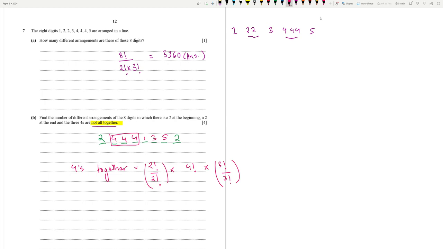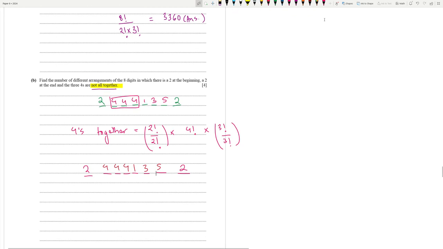Okay, and now we're gonna do the arrangements, all possible arrangements with 2's at the ends. Okay, so 2 over here, 1 2 3 4 5 6, then 2 over here. So we have 4 4 4 and 1 3 5. So this is just the number of arrangements with 2's at ends, but no restrictions on 4.